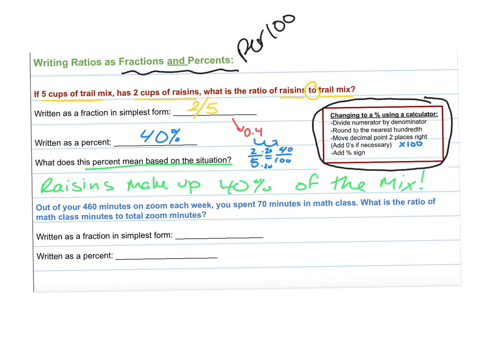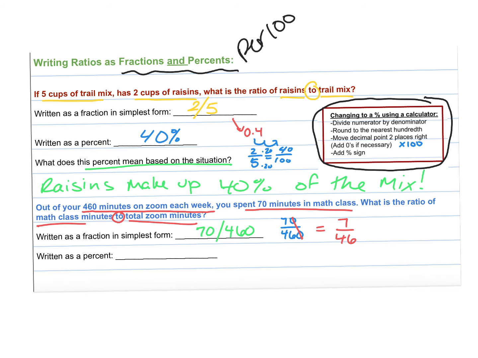How about out of your 460 minutes on Zoom each week, this is back when we were doing that stuff, you spent 70 minutes in math. What would the ratio of math to your total Zoom be? So we'd have our math, which was 70, compared to our 460, which we'd then have to simplify. So 70 and 460 for sure share 10. So we'd have 7 out of 46.